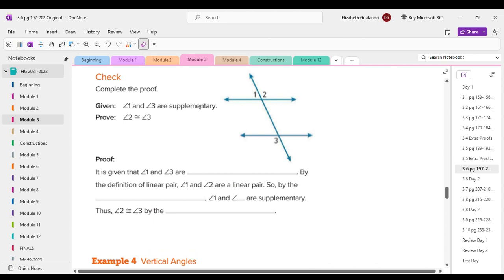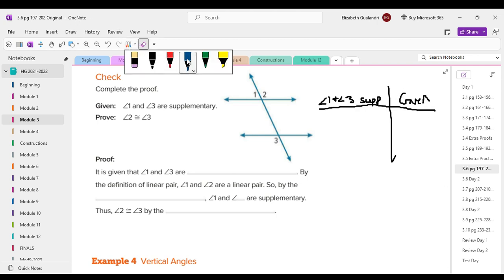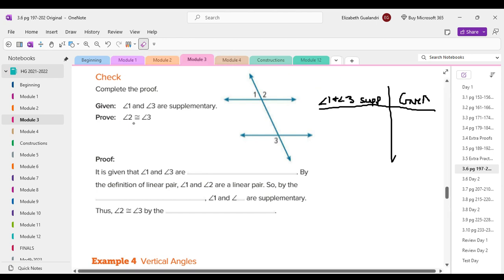Angle 1 and angle 3 are supplementary, and you can have a paragraph proof, but you definitely don't have to. So in this case, if I was going to do this, angle 1 and angle 3 are supplementary is going to be my given information. And then I can go on to my next step here. So I got to figure out what I'm proving. Angle 2 congruent to angle 3.